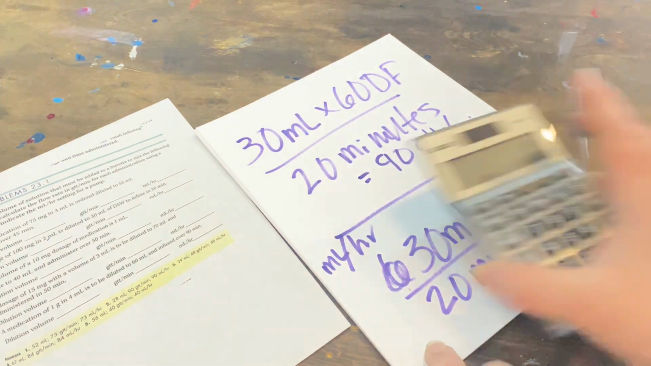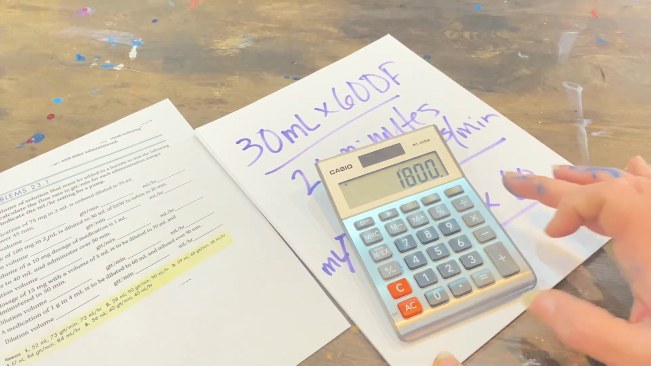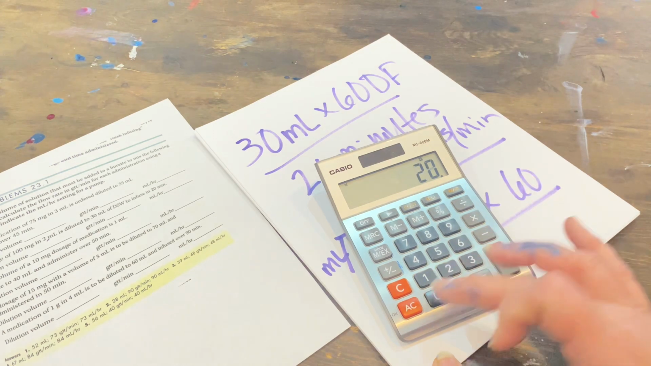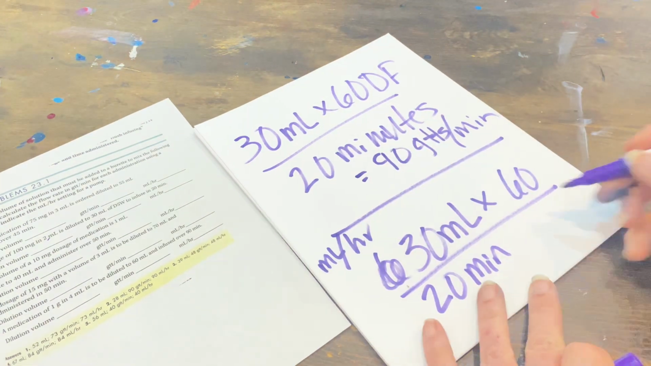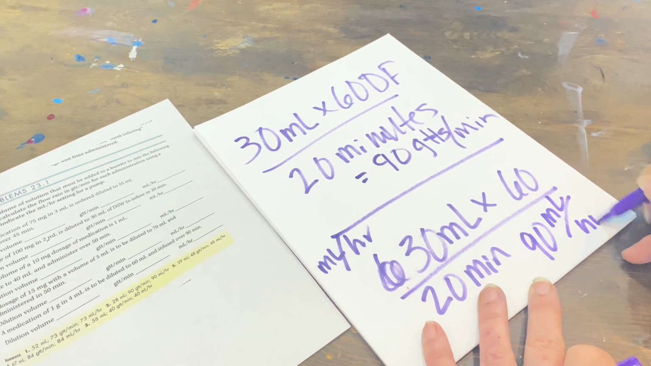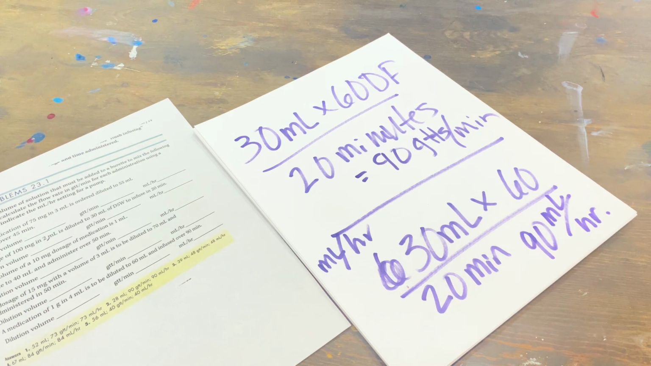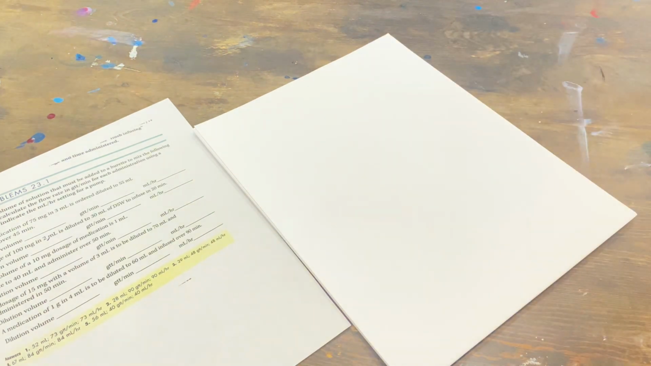All right, 30 times 60 divided by 20. It's going to be 90 milliliters per hour. Yay. Let's do another one.